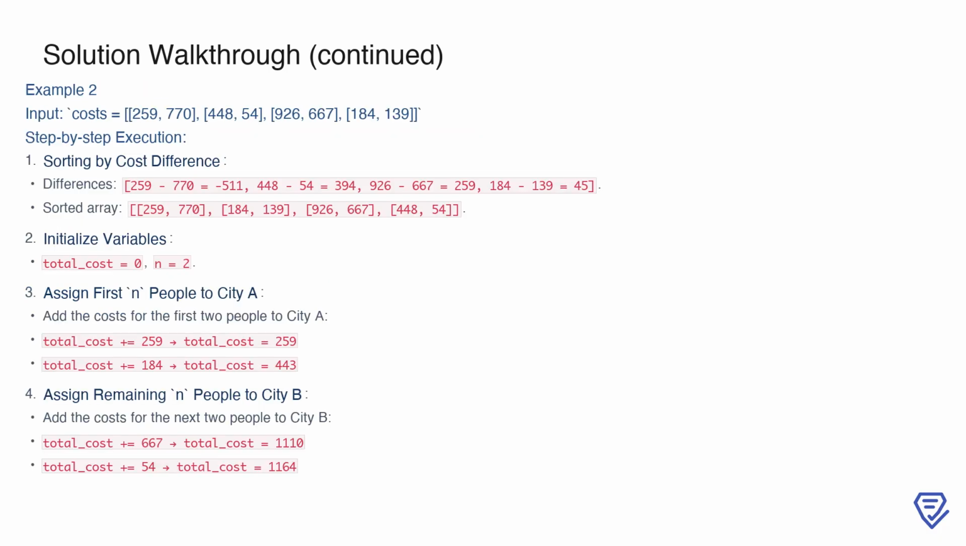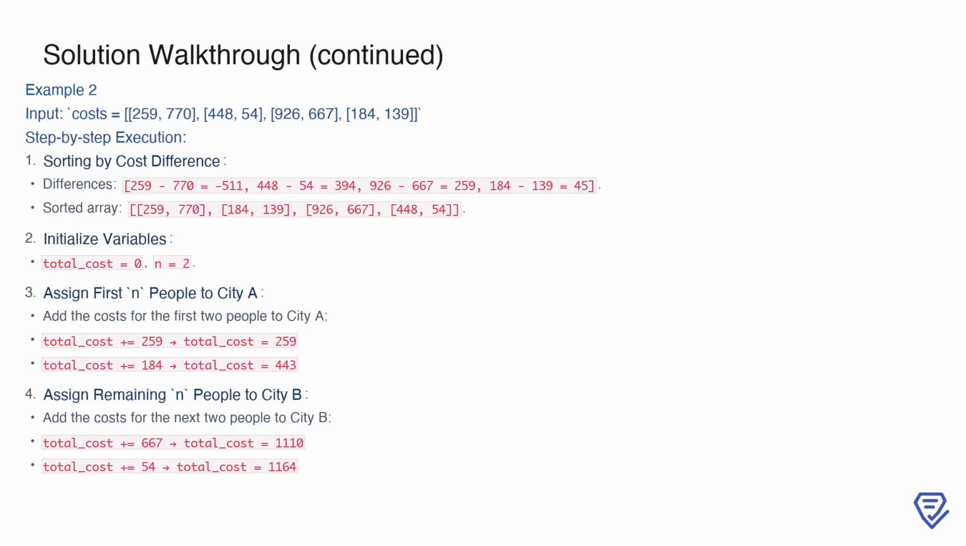In the second example, the input is [259, 770], [448, 54], [926, 667], [184, 139]. First, we calculate the cost differences. 259 minus 770 is equal to -511, 448 minus 54 is equal to 394, 926 minus 667 is equal to 259, 184 minus 139 is equal to 45.